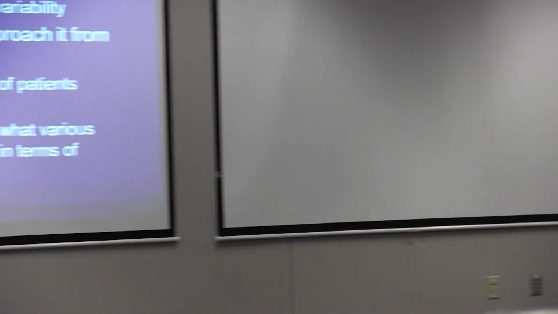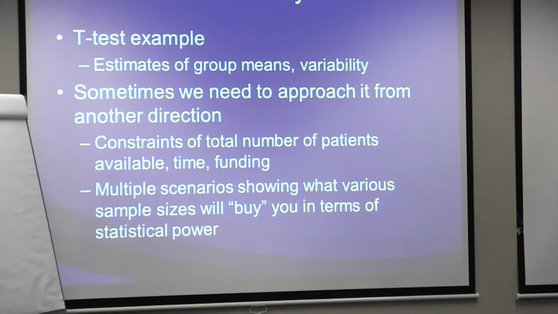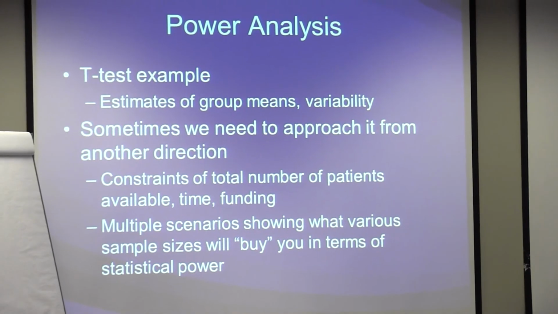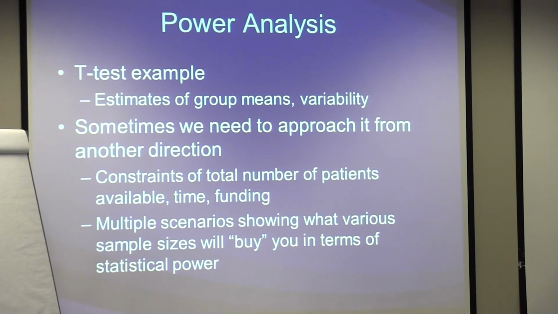So we'll get estimates of the means of the 2 groups. I need to know something about the variability in the groups, like how similar all the people are expected to be to one another, if they're all going to be really different or pretty much the same. Then I can put those numbers into my program and it'll spit out a sample size.